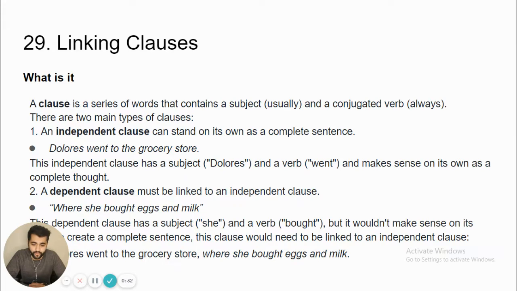Dolores went to the grocery store. This independent clause has a subject, Dolores, and a verb, went, and makes sense on its own as a complete thought. Number two, a dependent clause must be linked to an independent clause, right? Where she bought eggs and milk. This dependent clause has a subject, she, and a verb, bought, but it wouldn't make sense on its own to create a complete sentence, right? So to create a complete sentence, this clause would need to be linked to an independent clause. Dolores went to the grocery store where she bought eggs and milk.